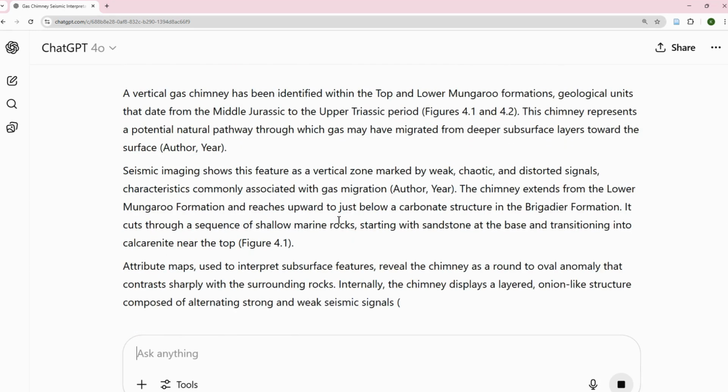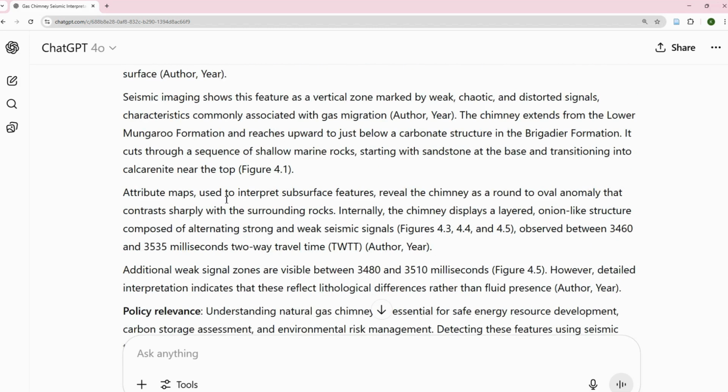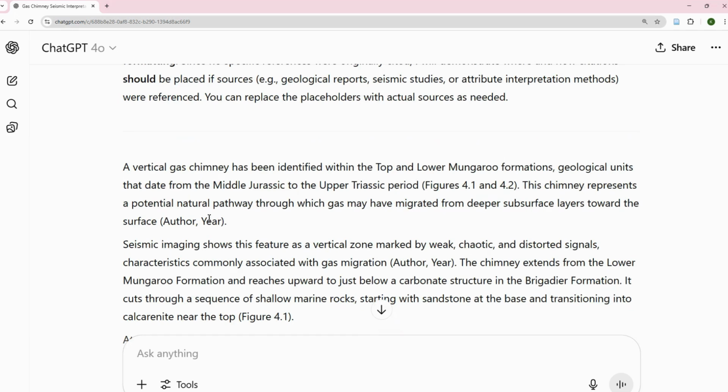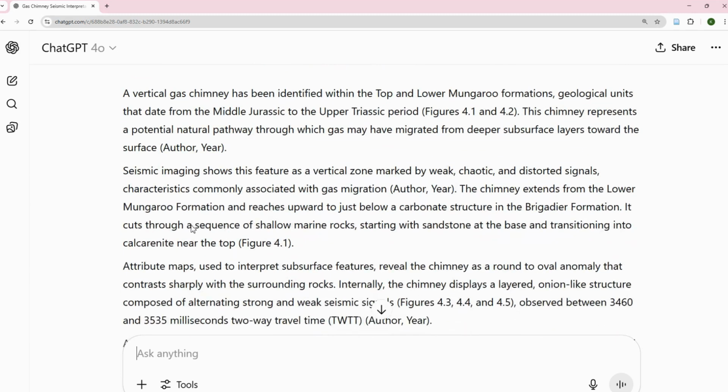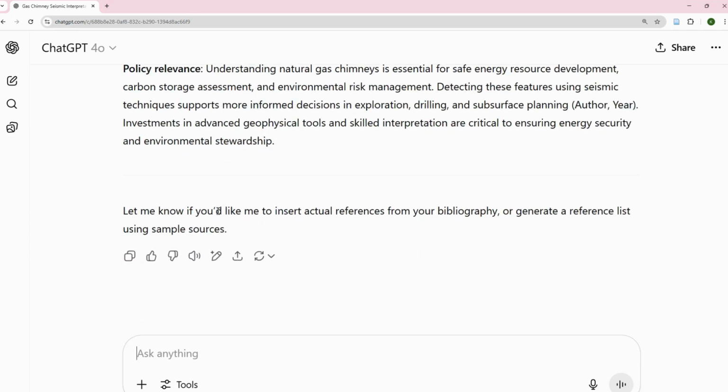So these are areas, these are just very long statements where you have made some declarations or hypotheses, and then you need to find references for them, and it has pointed to those areas. For example, the chimney represents a potential natural, so you need to cite a paper relevant here. So you do that by citing the author and the year for the paper, right? And it has also shown that in several other parts of the text.